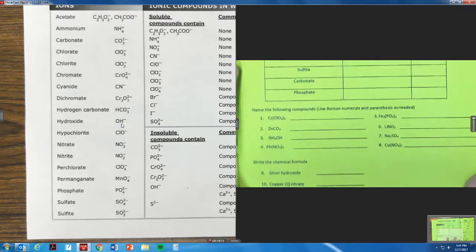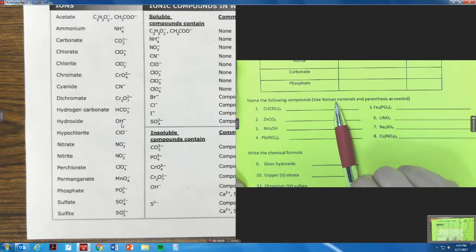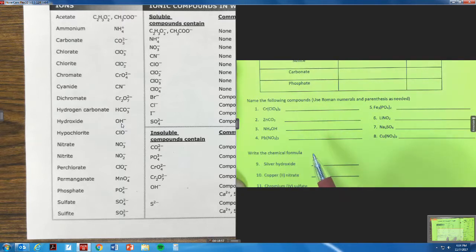Okay, and then also on your homework, when you are writing the names of your compounds, you must use Roman numerals if you have a transition metal. If you have a transition metal, you have to include Roman numerals. If it's not a transition metal, then you don't have to worry about charges. You can just go ahead and name it as is.